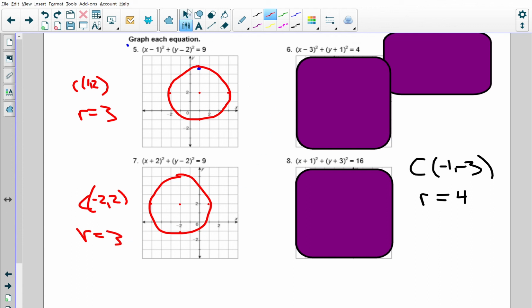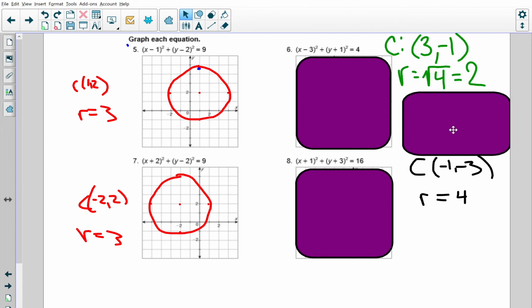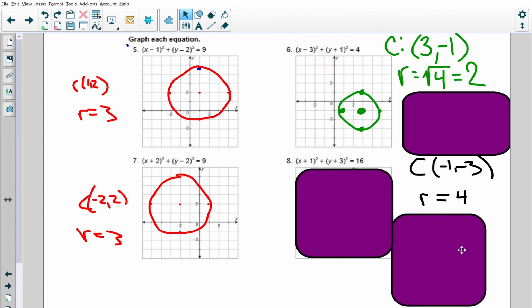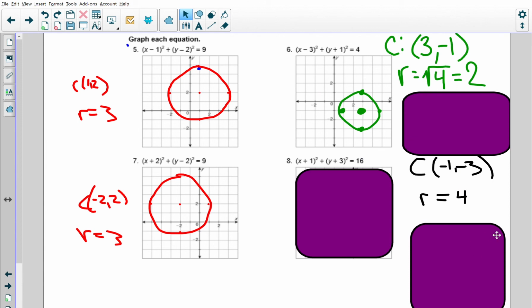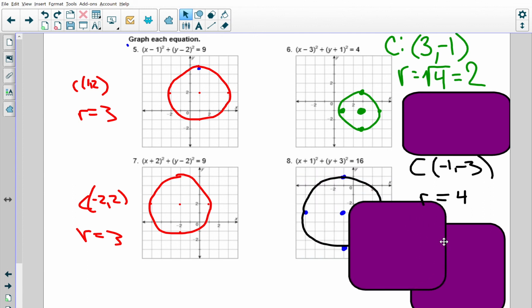Well, what's the center? 3 and -1. Square root of 4 is 2. When you graph those puppies, whammo. How about here? -1, oh, duh.